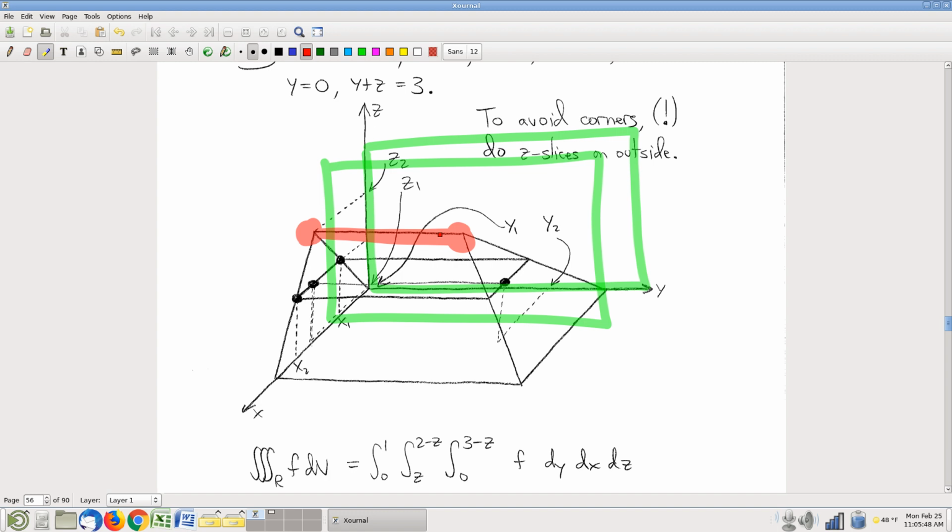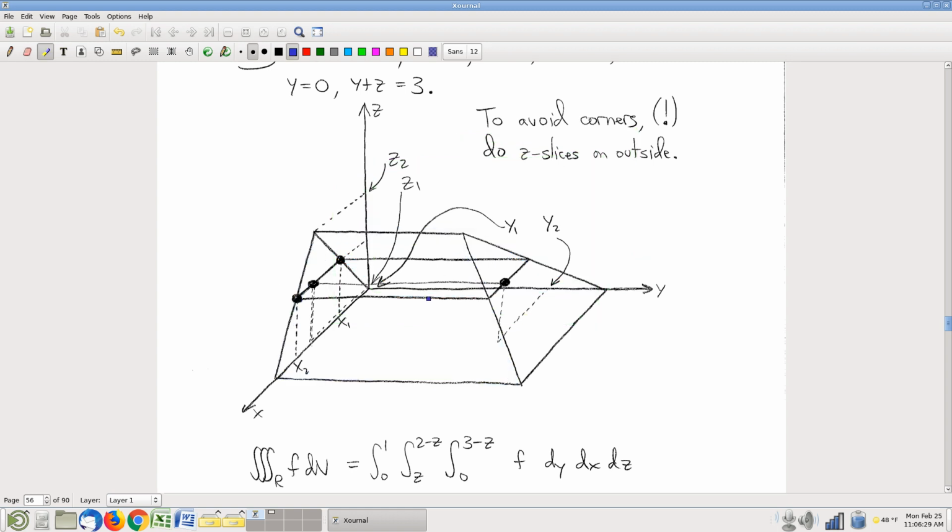In this case, my upper bounds for Z that had been on this plane for low values of X are subsequently going to be on this plane for high values of X. So your upper Z bound is going to be determined by two different formulas. You're going to have one integral for small values of X and a separate integral for large values of X. I don't want to do two integrals. So X slicing on the outside means you slice through corners, which means I don't like it.